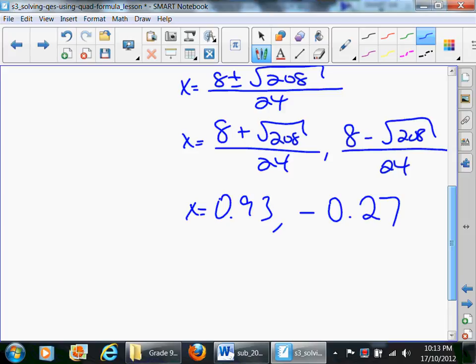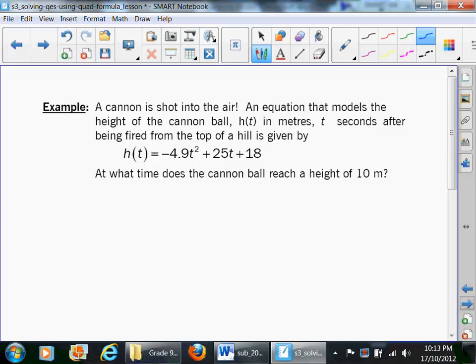Last example. A cannon is shot in the air. An equation that models the height of the cannonball, h(t) in meters, t seconds after being fired from the top of a hill, is given by h of t equals negative 4.9 t squared plus 25t plus 18. At what time does a cannonball reach a height of 10 meters? So in other words, we want to know when the height, which is 10, is equal to the equation for the flight of the cannonball.